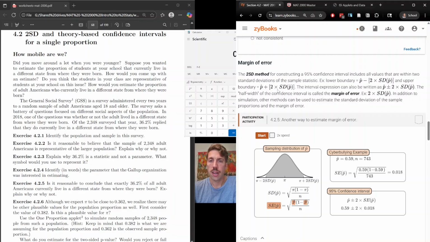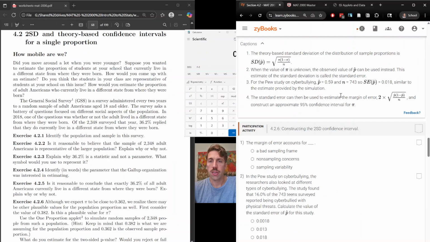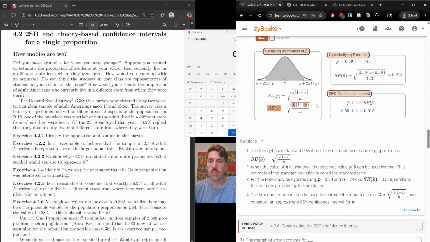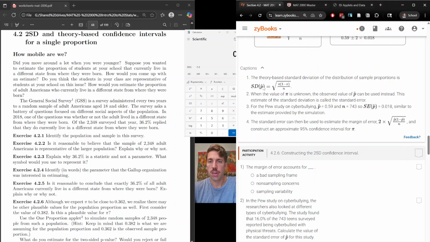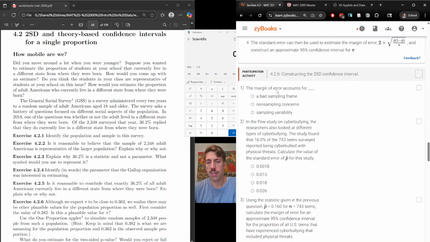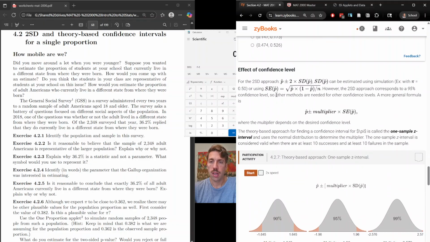And then we would call that thing in the brackets the margin of error. Then you learned that the theory-based formula for the standard deviation of p hat is the square root of the population proportion times 1 minus the population proportion, over n. But we often don't know pi. Pi is a Greek letter, a number we often don't know. So it's better to use a number we do know. Since we don't know what pi is, we can use p hat instead and still be fairly close.